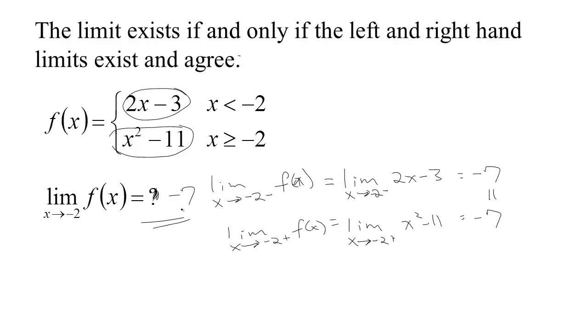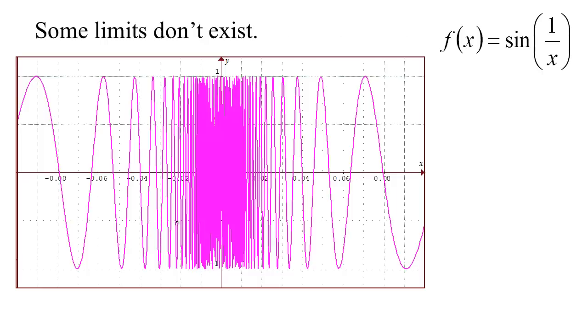The limit from either side has to agree in order for the full limit to exist. The limits on either side have to agree. Okay, here's another example of a limit that doesn't exist. It's a little bit different.